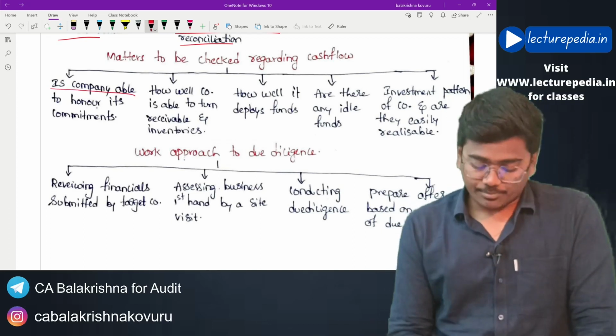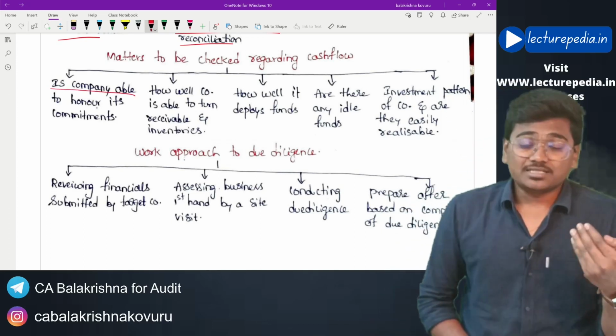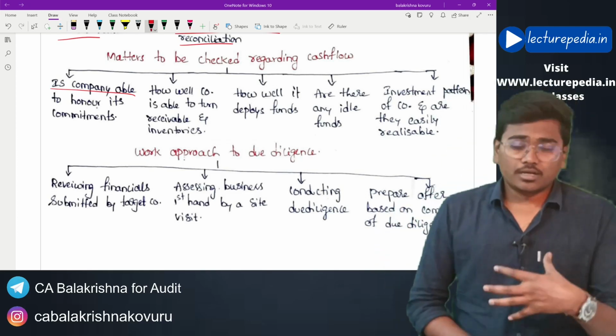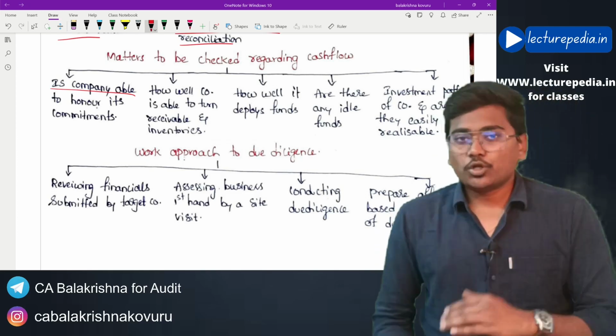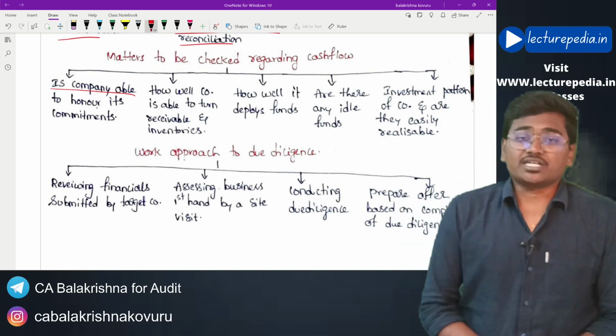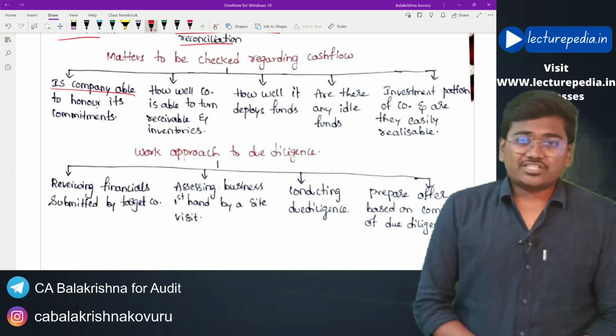Firstly, is the company able to honor its commitments to the creditors and its loans, whether the company is able to repay the loans within the due date or not. That will be checked while verifying the cash flows.